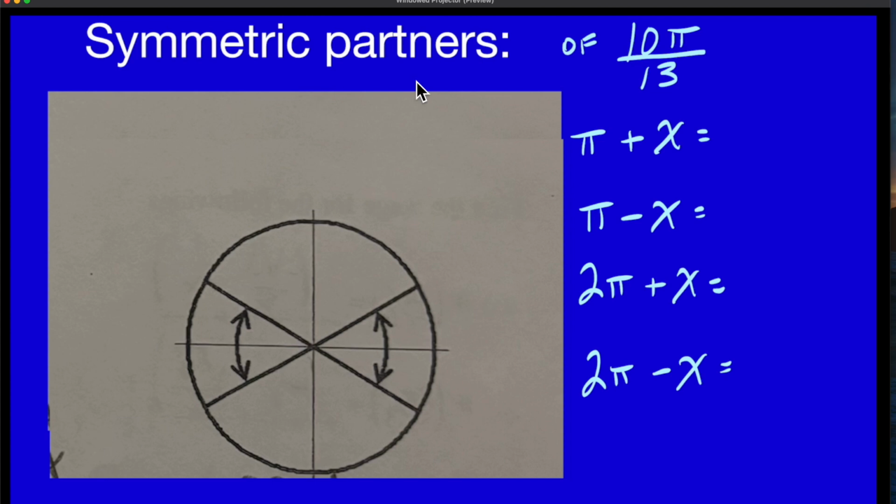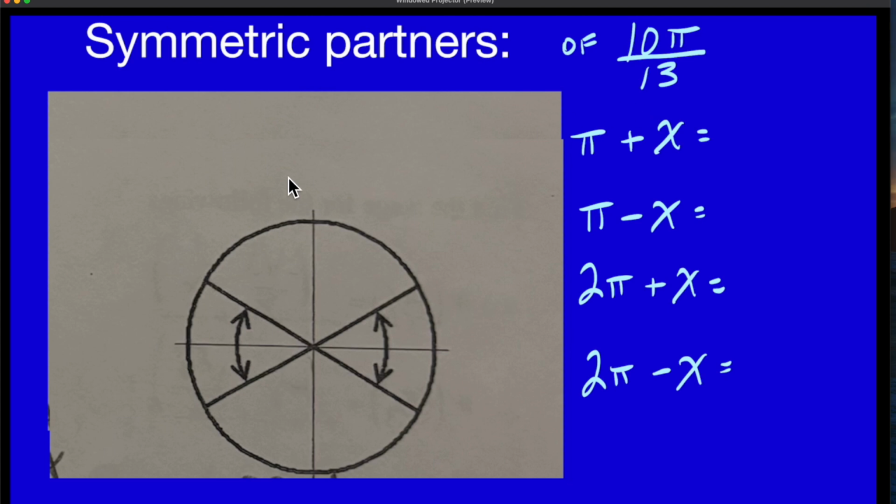Next, we are asked to find the symmetric partners of 10 pi over 13. Folks, it's very important to understand this is not your x value in these formulas. That is not how this is done. What we do is we plot 10 pi over 13 on our diagram, and then we find the shortest distance between that point and the x-axis. That becomes our x.